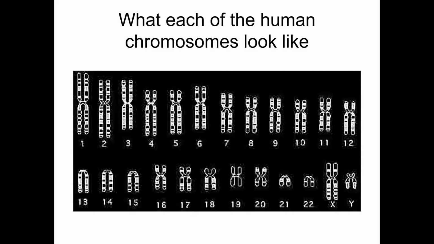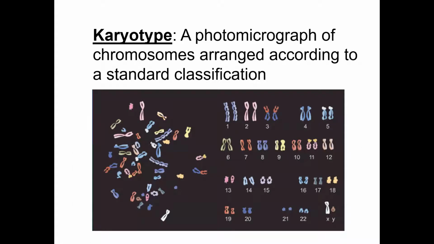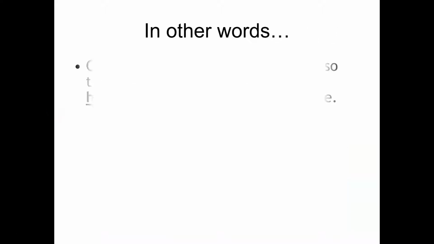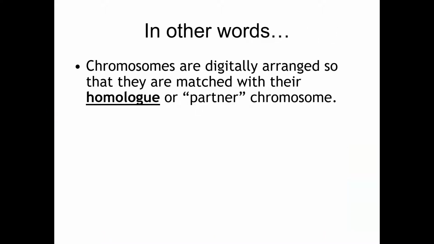Now, each chromosome here is arranged based on size. When we do this size arrangement, this is going to become what we call a karyotype. This is a photomicrograph. Basically, they take a picture of a microscope's image and arrange them according to standard classification. Typically, the longest is number 1, with the shortest being chromosome 22, and X and Y being their own little subgroup, the sex chromosomes. So chromosomes are digitally arranged so that they are matched with their homologous or partner chromosome.